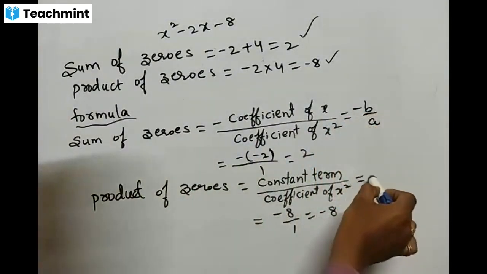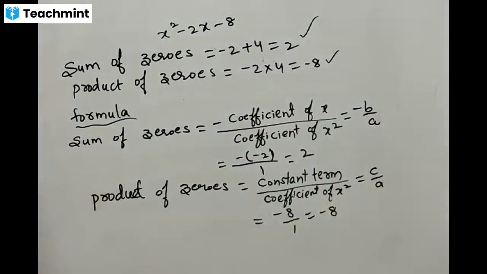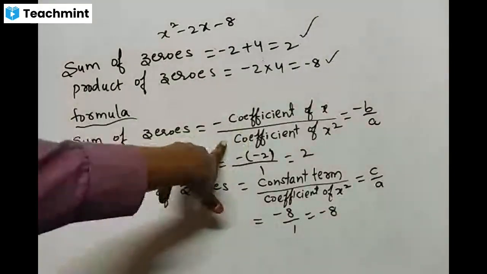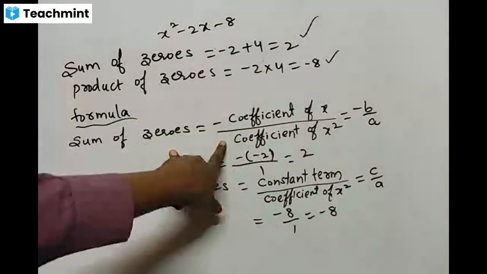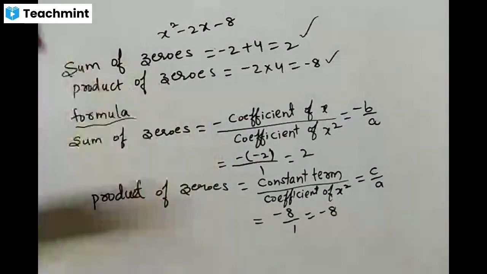Sir, we can do any method, sir. We should do both methods. Both you have to do. Here the question says: find the zeros of the following polynomial and verify the relationship between zeros and coefficients. This is the relationship between sum of zeros and its coefficients. This is the relationship between product of zeros and its coefficients.